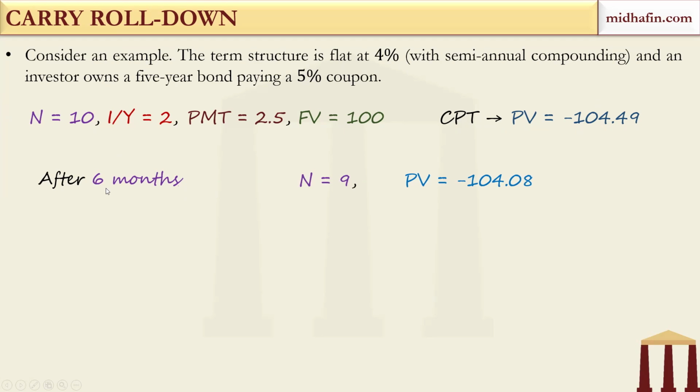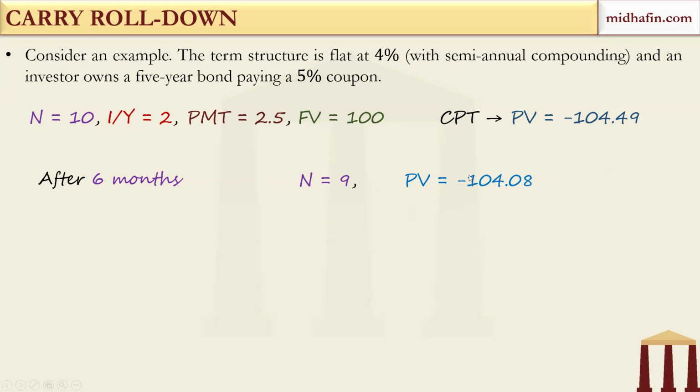After 6 months, what happens? 6 months has passed. Now, what is my N? My N is 9. Number of period is 9. Okay. And I will assume nothing else has changed. The term structure is still flat. PMT, of course, will not change. FV, of course, will not change. Then I calculate the PV. I get 104.08.